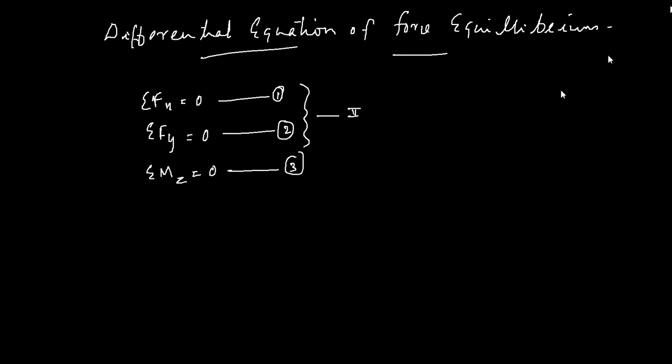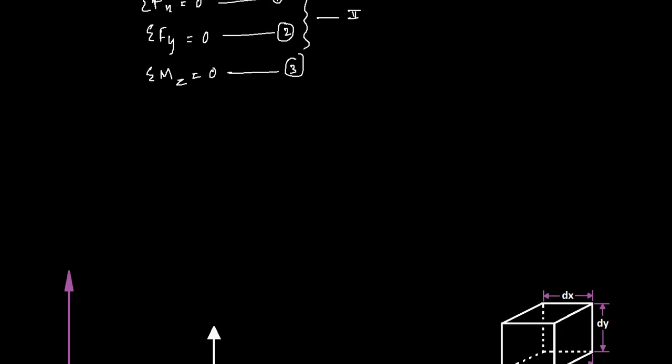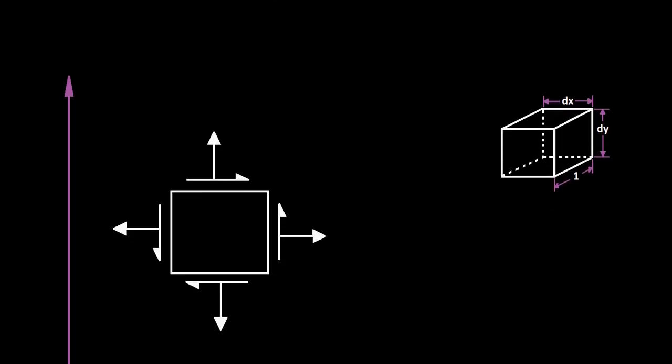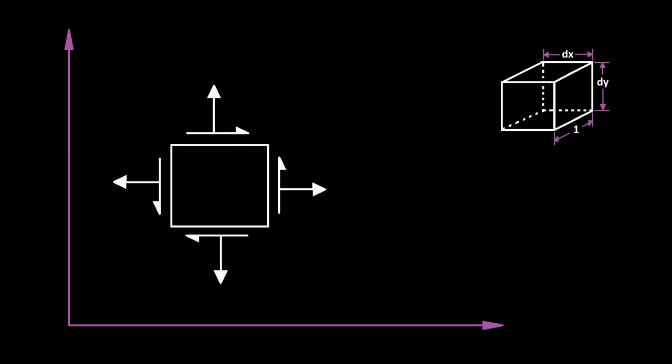So let's consider a body of unit volume. We are considering a body of length dx in x direction, and dy in y direction, and of unit length in z direction. Because we consider a two-dimensional body, we only take dx and dy, and the third dimension is taken as unity.